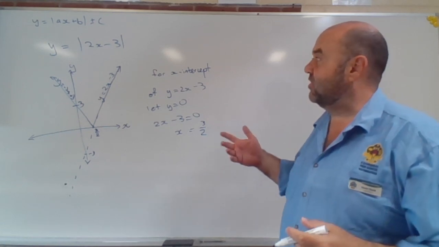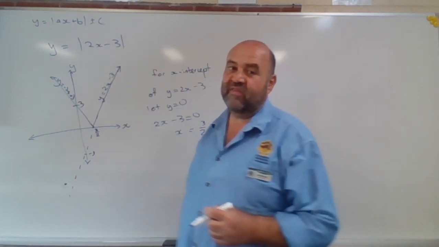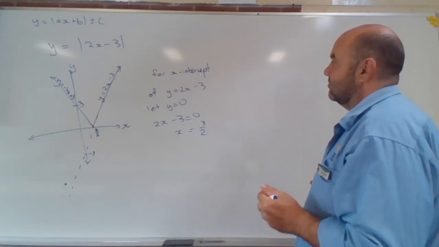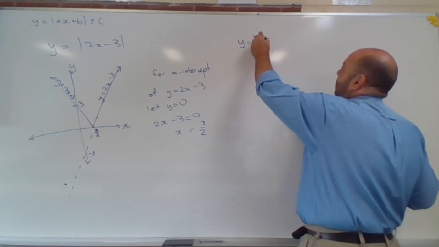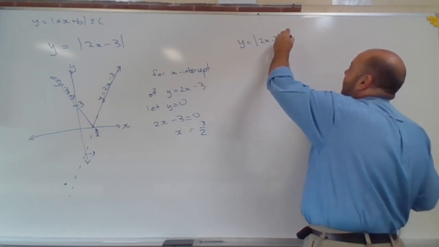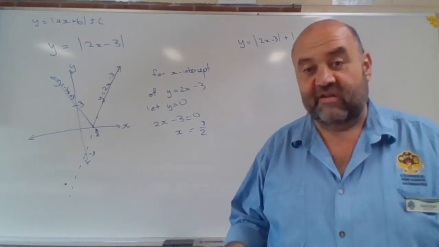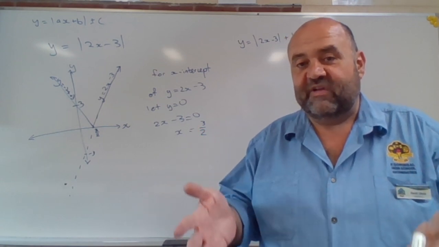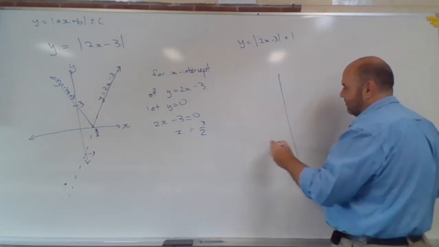What I want to do now is to say, well, what would happen if I came along and had a +1 there? So what changes then? If I've got y equals the absolute value of 2x minus 3 plus 1, well, we've already seen what a +1 does. It shifts our graph up. And if it was a -1, it'd shift it down. So exactly the same thing happens.